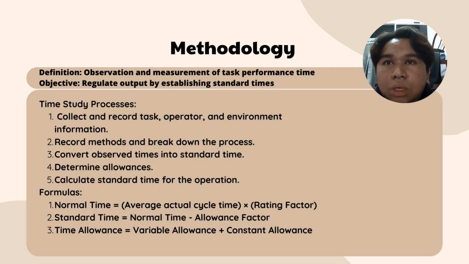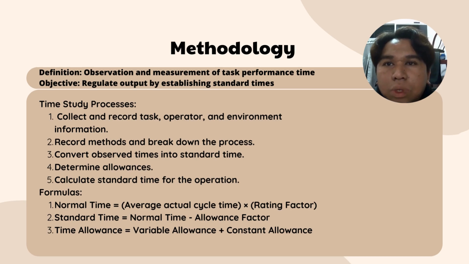The time study process starts with the first step, which is to collect and record task, operator, and environment information. The second step is to record methods and break down the process. Next is to convert observed times into standard time. Fourth is to determine the allowances. And the last step is to calculate standard time for the operation.